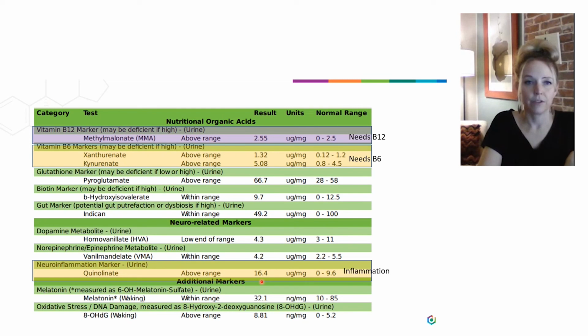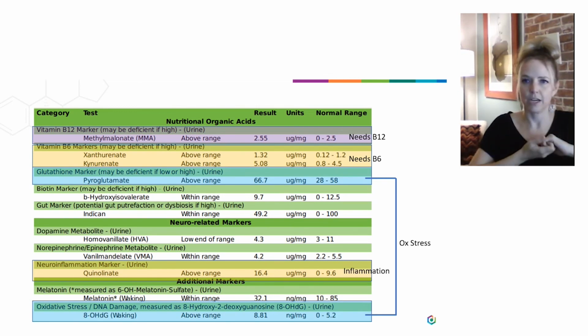When quin is a lot higher than kynurenate, and it really is just 2.5 times higher, it can really signal inflammation. So inflammation, we're not surprised. We've been seeing inflammation all over this report. So nothing new.